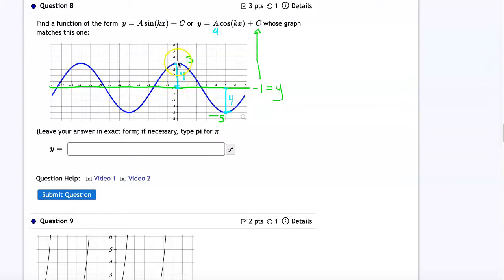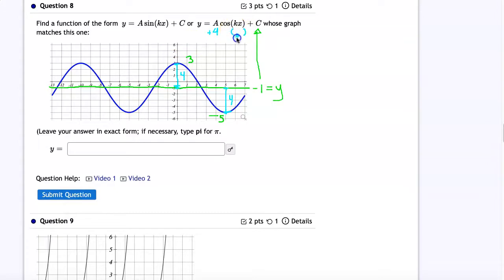Already we see that we are in a horizontally stretched positive position, which means that this is a cosine graph that is positive. And so I put this over by the cosine graph, and this is a positive value because the cosine graph is starting at the highest point. And then the last thing we need to figure out is this k value.